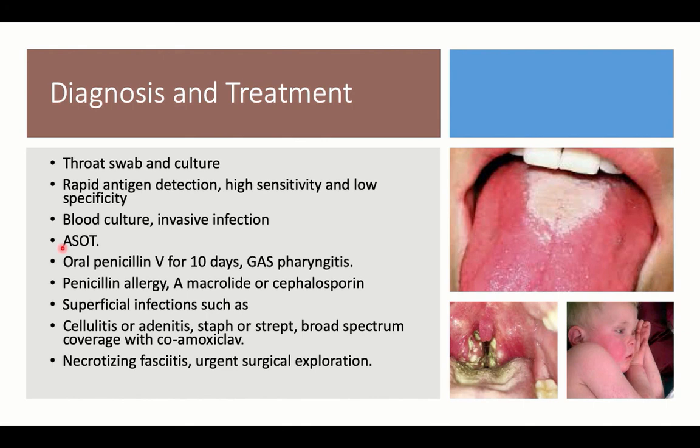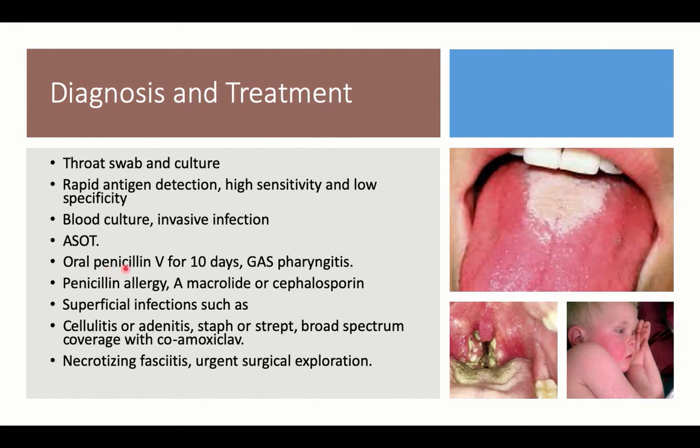As a workup for streptococcal infections generally, throat swab and culture is usually done. Rapid antigen detection can be done in clinics for rapid detection of the organism with high sensitivity. Blood culture for invasive infection. Anti-streptolysin O titer is very important and can be used for diagnosis. The titers are high for about 6 months after the infection. More than 200 Todd units suggest streptococcal infection.